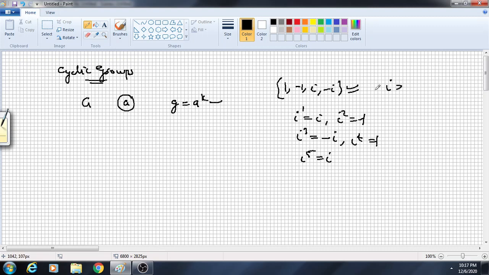So I will say that this group is generated by i, and this is the symbol of that. So this is how we give notation to that. We will generally say G is generated by this A. So this is the meaning of cyclic groups.